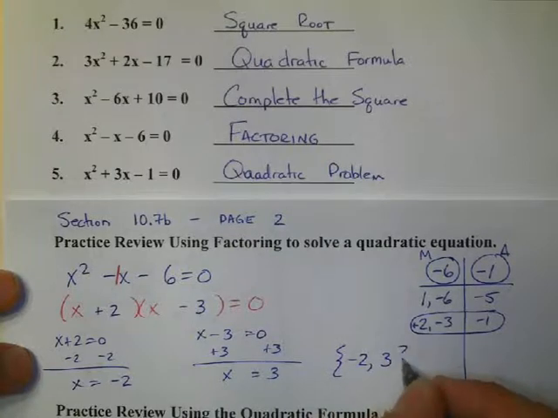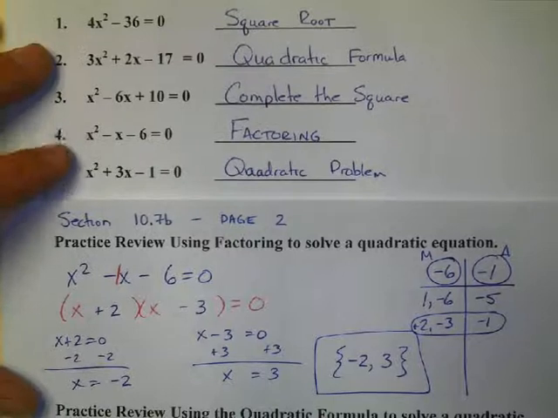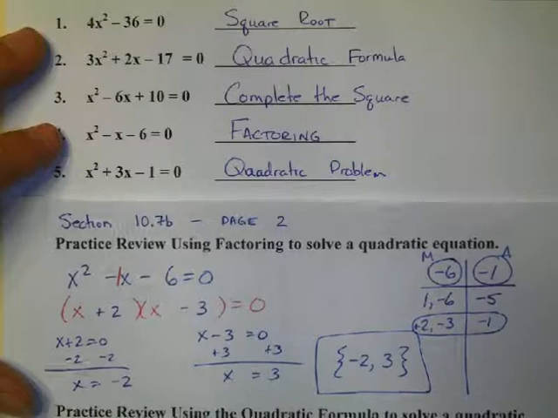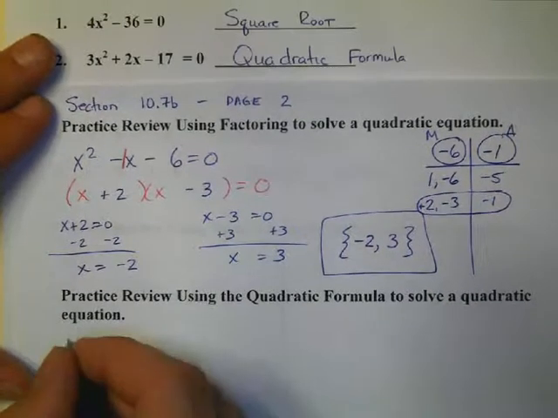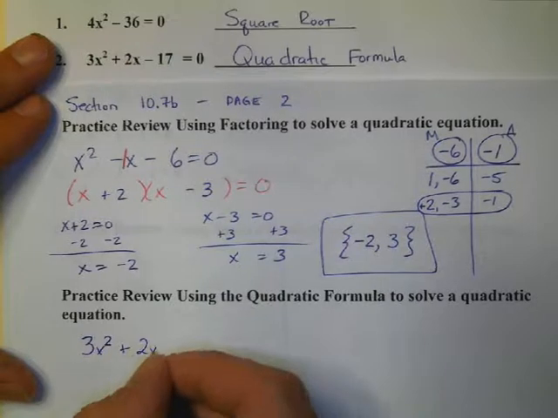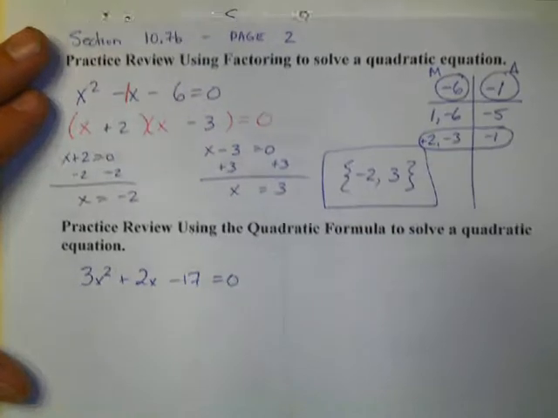We subtract 2 from both, add 3 to the other, and get our answers of x equals -2 and x equals +3. Hopefully you realize that this is a very simple method to use, but it only is going to work in some cases. Let's review now our quadratic formula problem.